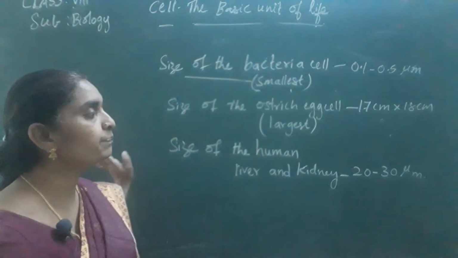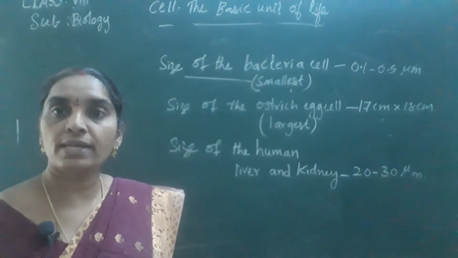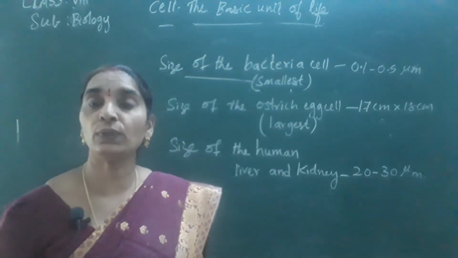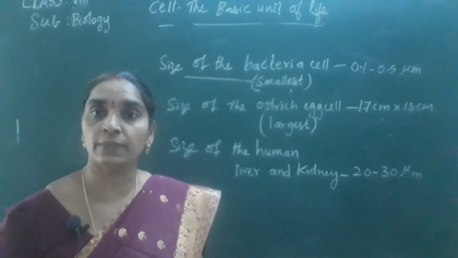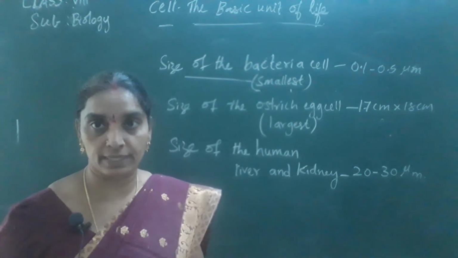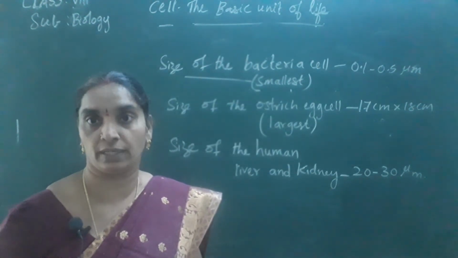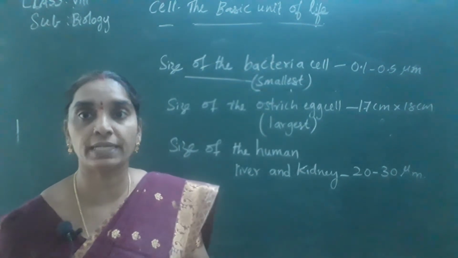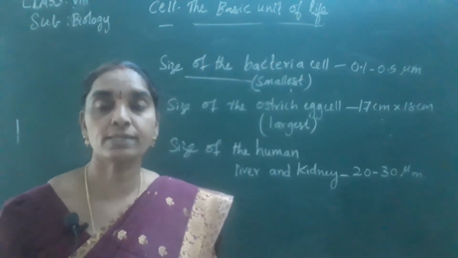20 to 30 micrometers. So the size of the cell is related to its function. It depends upon the substances present in the cell, the location where it is present, and its function. Its function is related to its location, and so the size of the cell is related to its function.